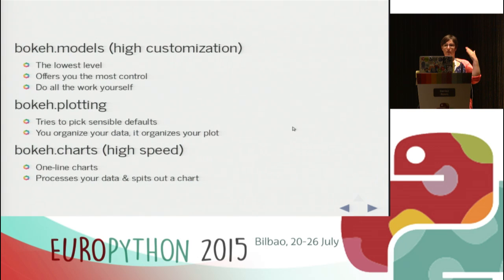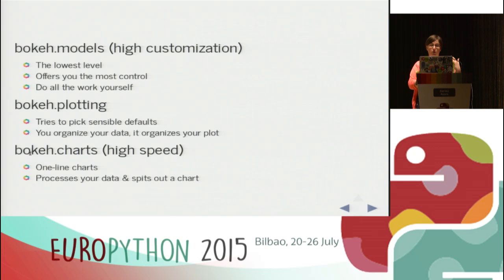But I keep going on about this models, plotting, charts thing, and I want to lay it out a little bit more. There are these three modules: bokeh.models, bokeh.plotting, and bokeh.charts. bokeh.models is the lowest level of Bokeh, but it doesn't mean it's a level you should be afraid of. It's an awesome level. I love to live in the models level. Everything above it is built on top of models. So it offers you the most control, but it does mean you have to do all the work yourself.